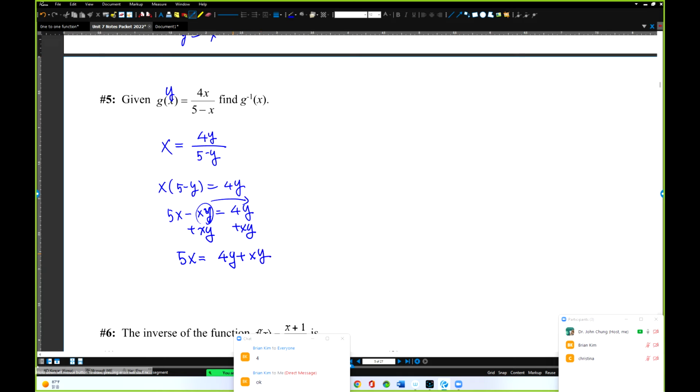It's okay? Now we can combine the y because they are now on the same side. y is common. So inside the parentheses what? 4 plus x, or x plus 4. Now you can express y, okay, by dividing what? 4 plus x on both sides. So what is y? y equals what? 5x over 4 plus x, but x plus 4 is better looking, okay? That's the inverse. But to represent the inverse, we replace it with what? g inverse of x, okay? That's the inverse function.